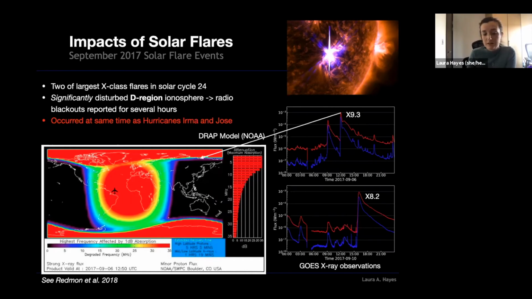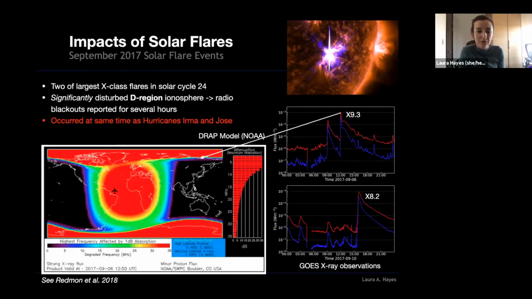So this is just one recent example of really adverse effects solar flares can have on the Earth's ionosphere. And again, just to highlight, this is why we need better solar flare predictions. You know, when we've seen it, it's already happened.